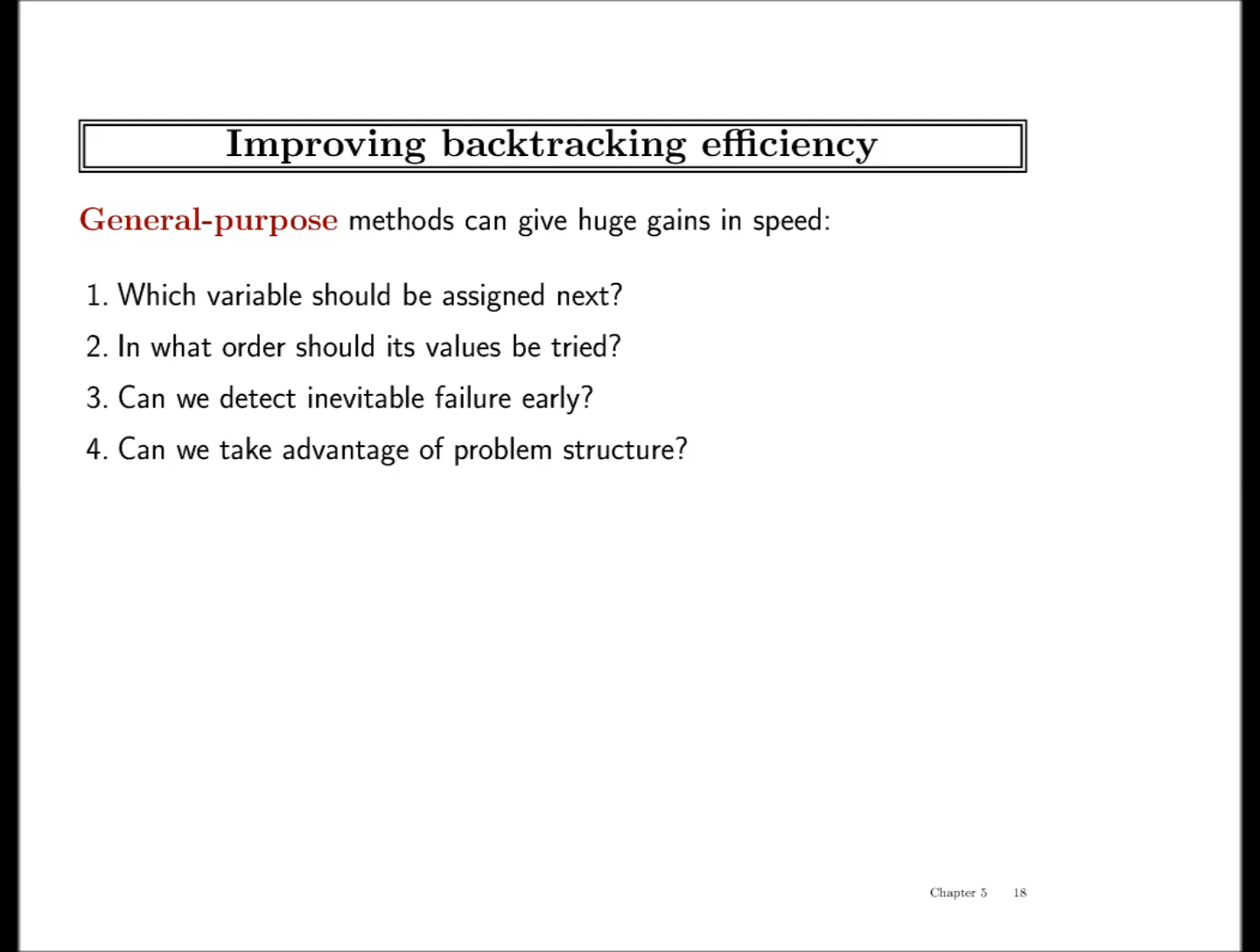Okay. So let's try and answer the first question. The question is, which variable should we assign next? Which variable is the most important to assign next? Yes. The one with the most constraints attached to it. Why is that good? It'll cause the most failures in other branches.